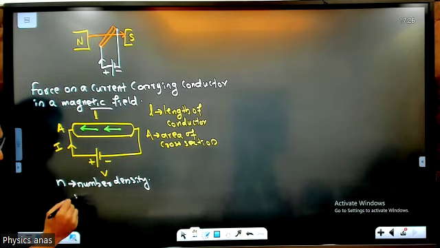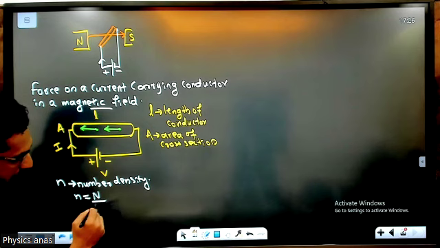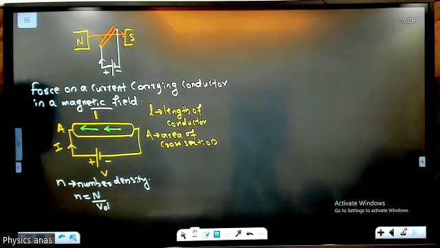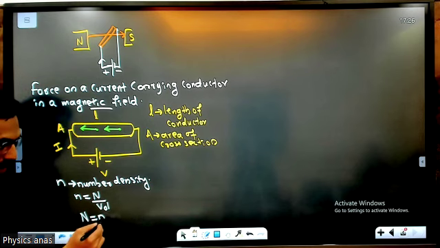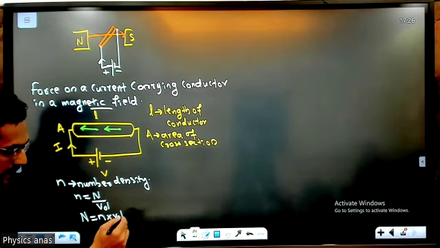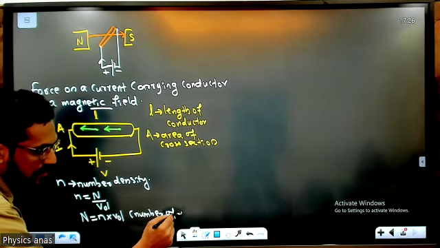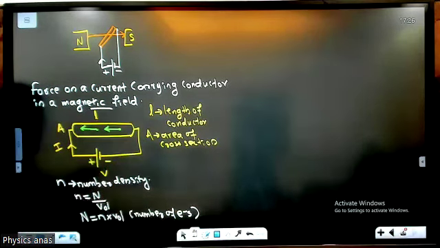What was that? Small n is equal to capital N by volume. There is velocity also, so I am giving volume. So small n is equal to N by volume. And what is capital N? Capital N is the number of electrons. What is the number of electrons? N is n into volume. That is the number of electrons moving through this conductor. You got the number of electrons now.